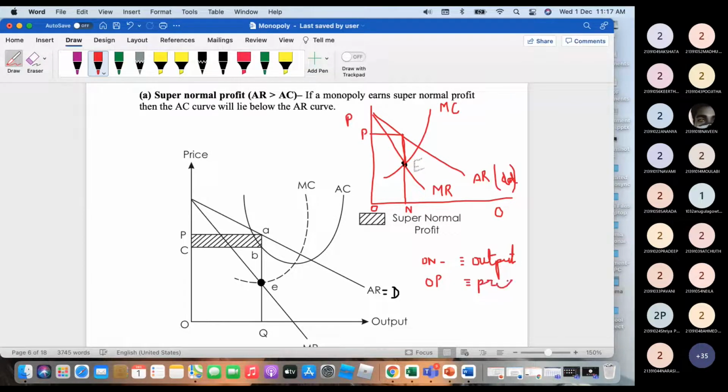Equilibrium price means that the monopolist is selling ON of output at OP price. Students, very simple. I'm just drawing something here. Don't draw it again. This is your demand curve. Demand curve means price is this much. This is the price and this is the demand.